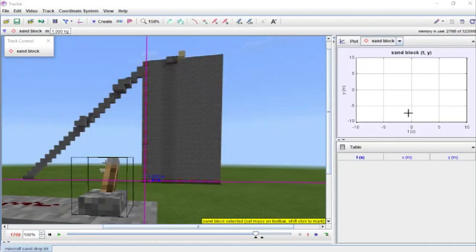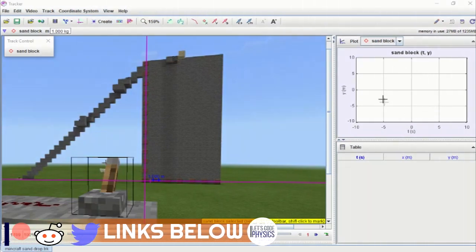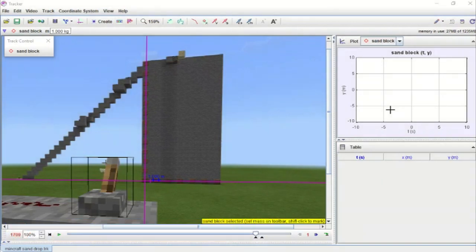So in this video, I want to give you 3 different methods you can use using your data from Tracker to get the acceleration of an object that is moving at constant acceleration. The way we're going to do this, we're going to do a little experiment here in this Minecraft world that I set up, where I've got a piston that has just released a sand block. Sand, of course, obeys gravity in Minecraft, so the sand block is going to fall down against the wall here.